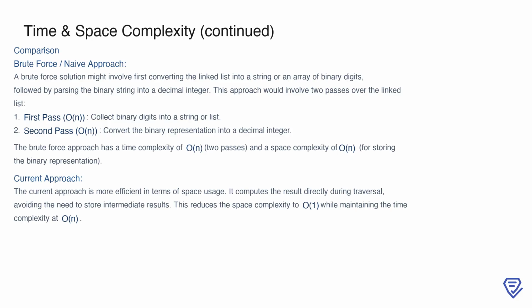The second pass, which converts the binary representation into a decimal integer, also takes O(n) time. Additionally, this approach would use O(n) space to store the binary representation. In contrast, the current approach is more efficient in terms of space. It computes the decimal value directly during the traversal, eliminating the need to store intermediate results. While both approaches share the same time complexity of O(n), the current approach has the advantage of reducing space complexity to O(1). This makes it a better choice when memory usage is a concern.